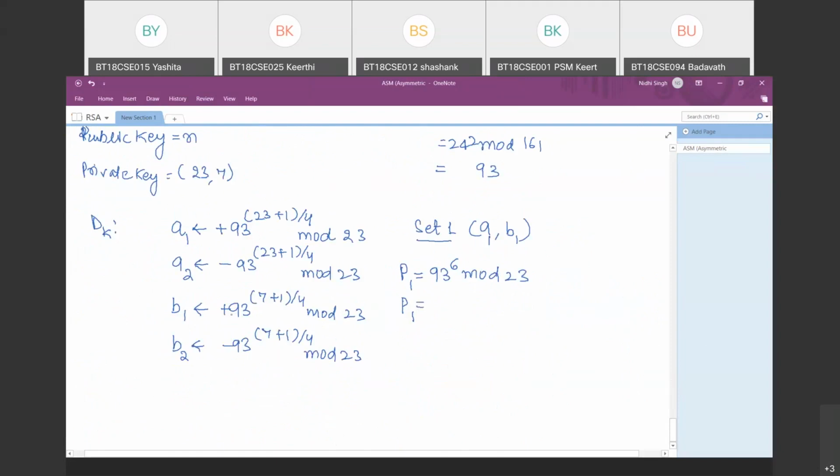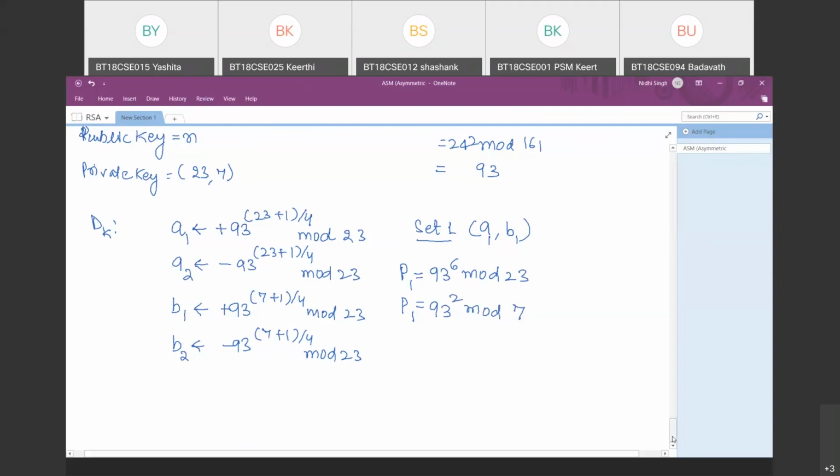What is my value of B1? B1 is 93 to the power 2 mod 7. So apply the Chinese remainder theorem over there. Because my time is over, I will not proceed further. In the next lecture, I will show you the complete example.